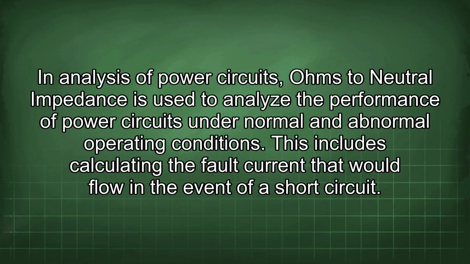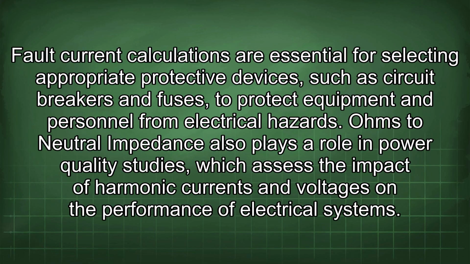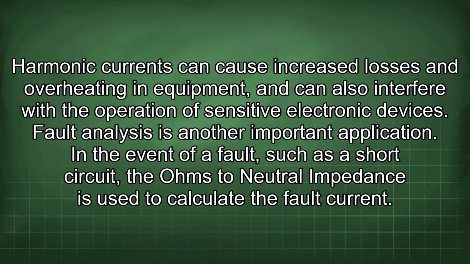This includes calculating the fault current that would flow in the event of a short circuit. Fault current calculations are essential for selecting appropriate protective devices, such as circuit breakers and fuses, to protect equipment and personnel from electrical hazards. Ohms to neutral impedance also plays a role in power quality studies, which assess the impact of harmonic currents and voltages on the performance of electrical systems. Harmonic currents can cause increased losses and overheating in equipment, and can also interfere with the operation of sensitive electronic devices.